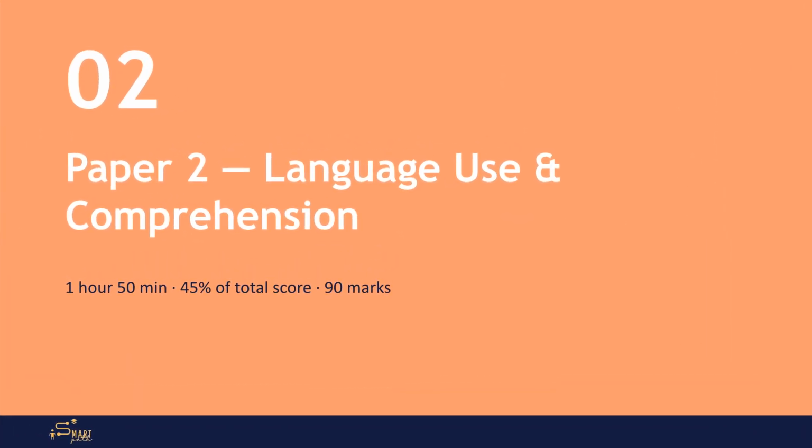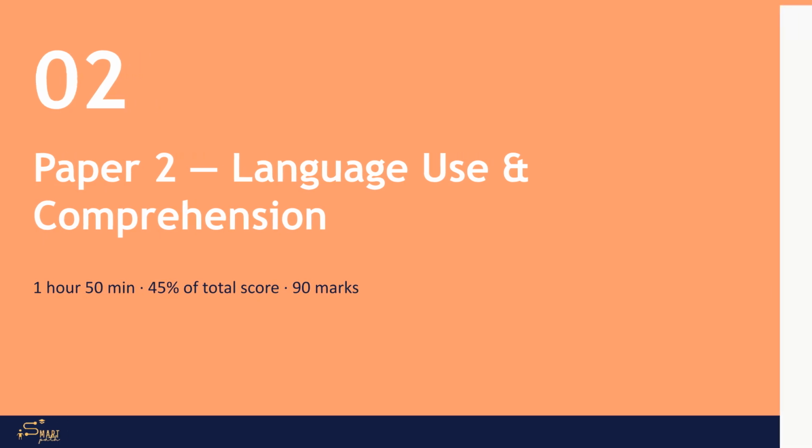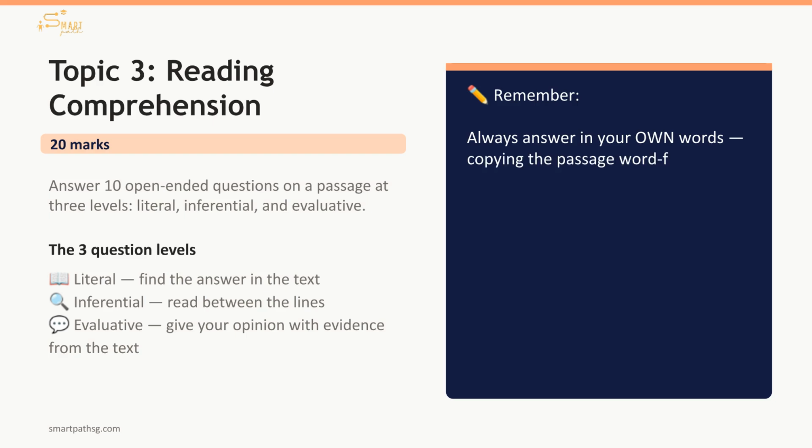Now for the biggest paper, Paper 2, Language Use and Comprehension. It runs for almost 2 hours and covers 7 different components, contributing 90 marks to your total score. Let's go through them one by one. Reading comprehension is worth 20 marks across 10 open-ended questions at 3 levels.